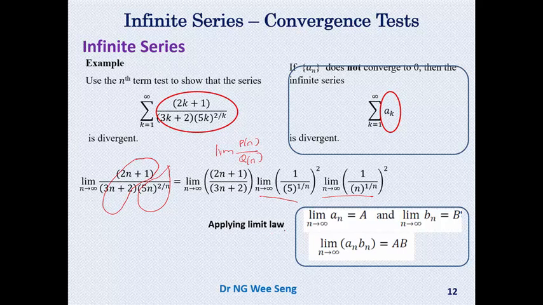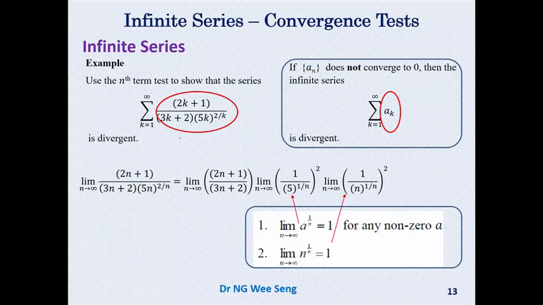So essentially we are using the product law. Limit of a_n b_n is the product of the individual limits. And I apply it to three terms. And over here, 2 over n is written as 1 over n squared. And the reason is, we are preparing ourselves for the use of these two formulas, a power 1 over n, which is applicable to this term, with a equals to 5, and then n power 1 over n.